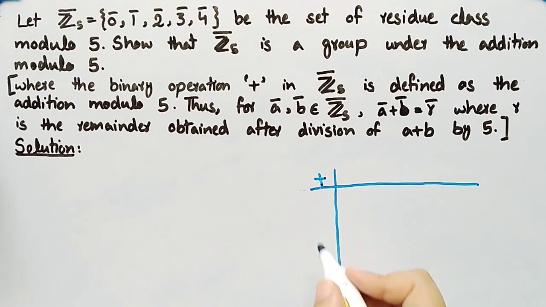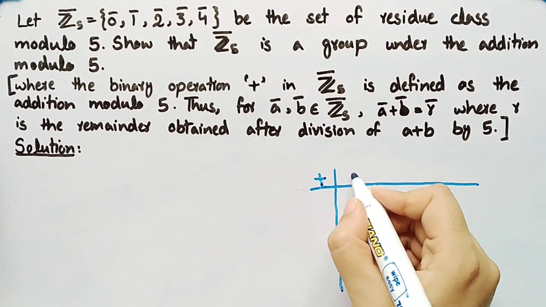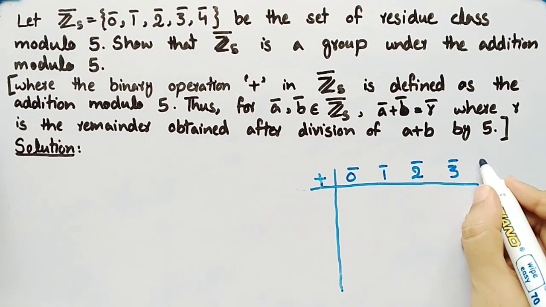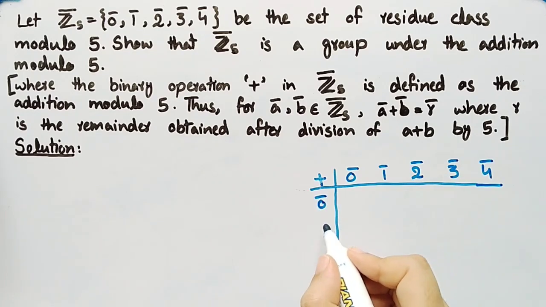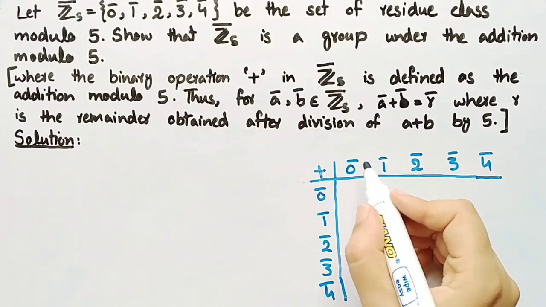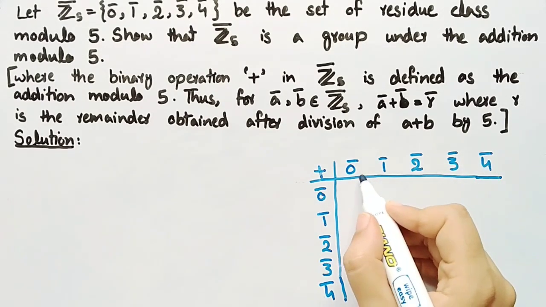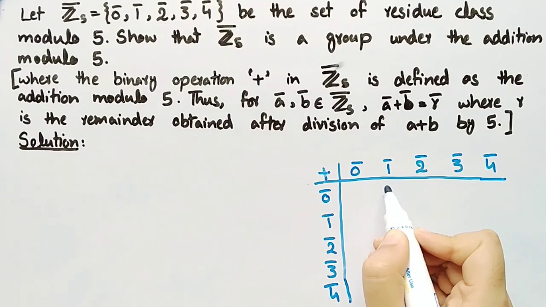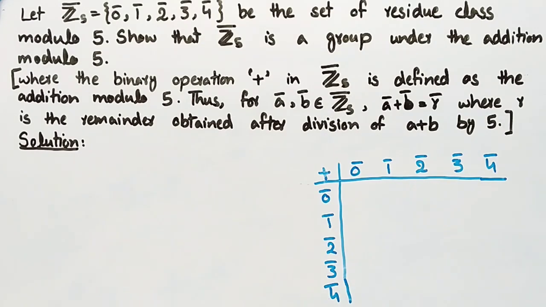And in the first row and first column, we will write the elements of the given set, that are 0, 1, 2, 3 and 4. Similarly, 0, 1, 2, 3 and 4. The bar on the top of these numbers represents that they are residue classes. Now, by adding these elements one by one, we will write the elements of Cayley's table. Since modulo is 5, after adding, if we get an answer equal to or greater than 5, we will divide it by 5 and write the remainder as the answer.